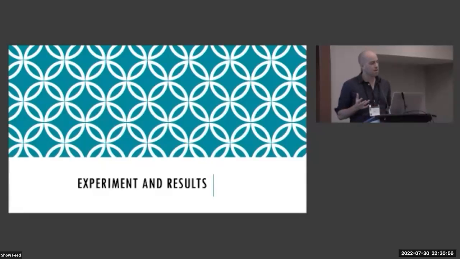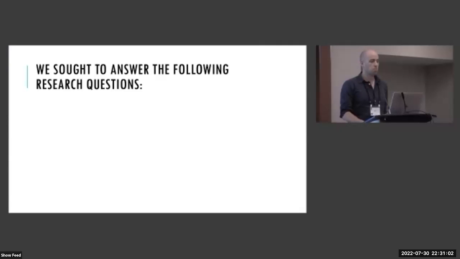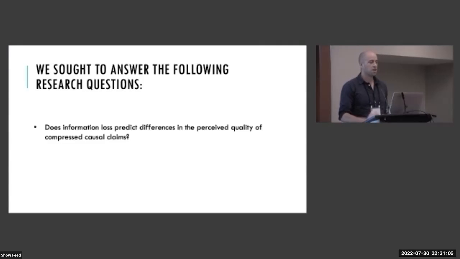So that's our theoretical framework. Now let's think about this in terms of how we can test this in an experiment and what our results are. So we wanted to answer the following research questions. Does information loss predict differences in the perceived quality of compressed causal claims? So depending on how much information is lost according to our measure, do people give higher or lower evaluations of causal claims that are given from a particular causal model?